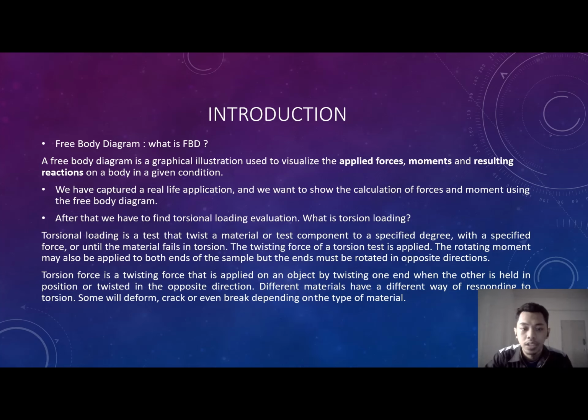So, what is torsional loading? Torsional loading is a test that twists a material or test component to a specific degree with a specified force or until the material fails in torsion. The twisting force of a torsion test is applied. The rotating moment may also be applied to both ends of the sample, but the ends must be rotated in opposite directions. Torsion force is a twisting force that is applied on an object by twisting one end when the other is held in position or twisted in the opposite direction.